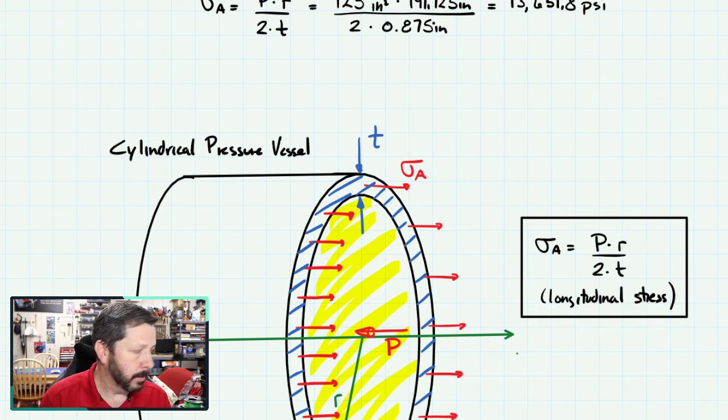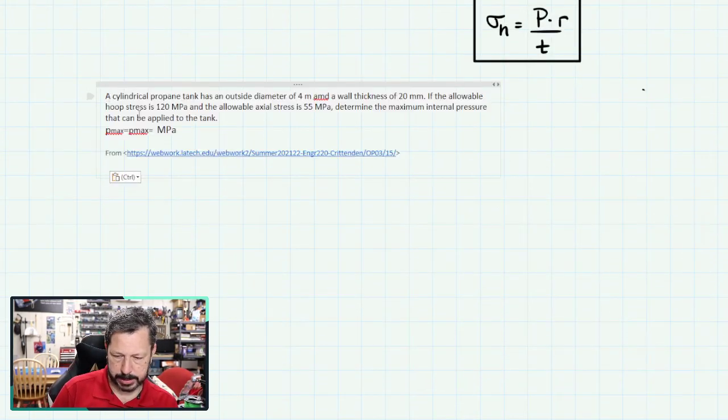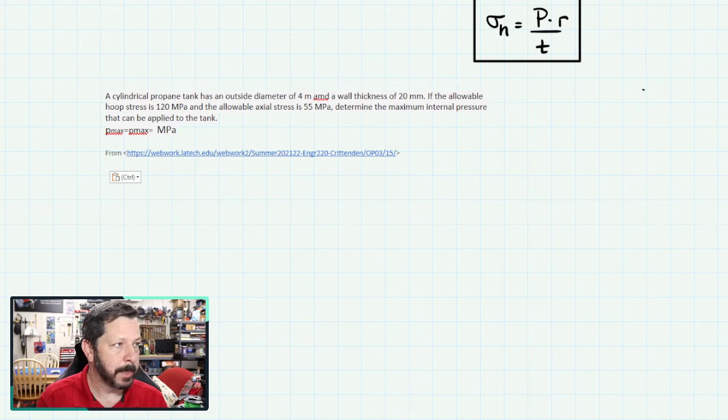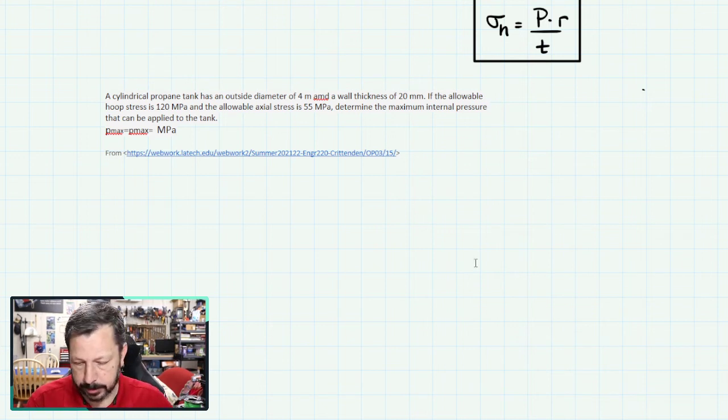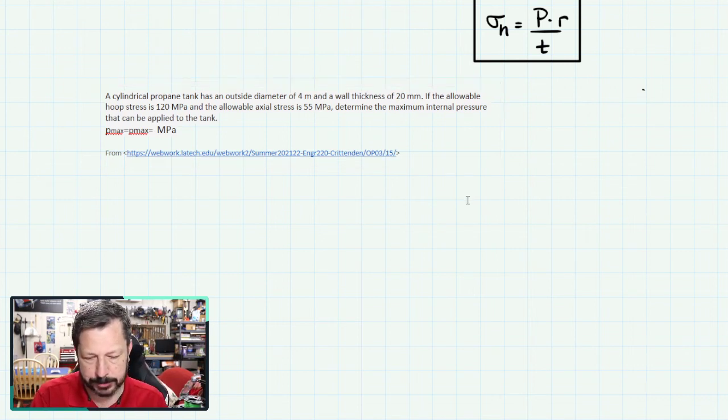Let's just copy it and solve it. All right, so here's our problem statement. Pretty small. Hopefully you can read it. I'll read it so that you can actually tell what it says. I don't want to zoom out again though. But it says a cylindrical propane tank, so the cylinder that we just dealt with, has an outside diameter of 4 meters and a wall thickness of 20 millimeters.